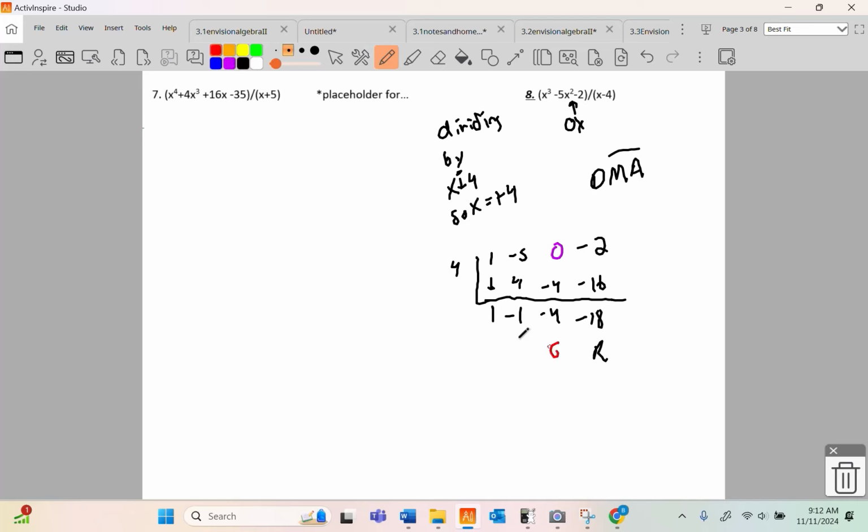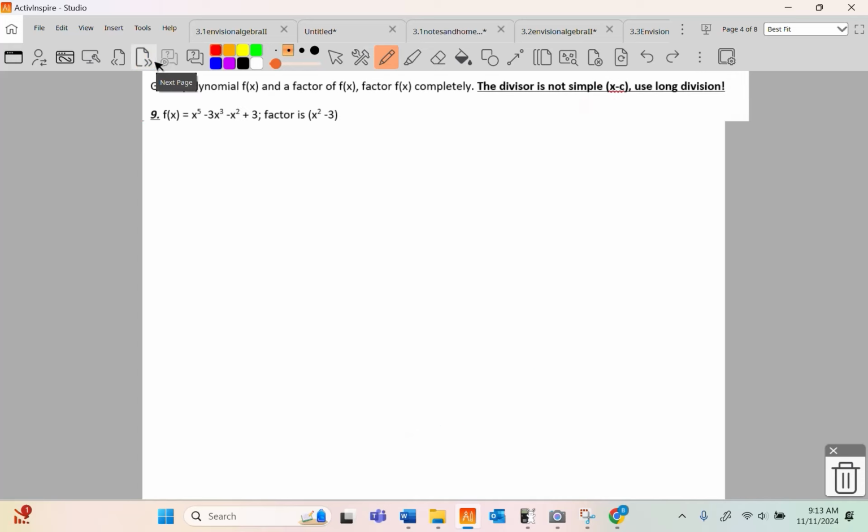The remainder is preceded by a constant, which is preceded by an x, which is preceded by an x squared. So it turns out that x cubed minus 5x squared minus 2 sitting pretty over x minus 4 is equal to x squared minus x minus 4, take away 18 pieces of x minus 4. It's not that hard, but it's also new to you today.